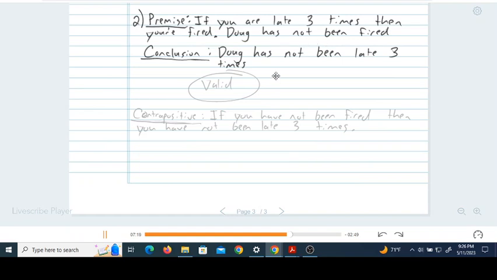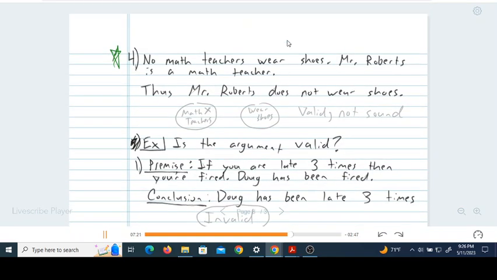Let's look at example number 4. No math teachers wear shoes. Mr. Roberts is a math teacher, therefore Mr. Roberts does not wear shoes. So let's draw another Venn diagram. So here it's claiming that the set of math teachers is disjoint from the set of people who wear shoes. It claims on the premise Mr. Roberts is a math teacher, so there I am. Therefore I do not wear shoes. That's valid. That is valid.